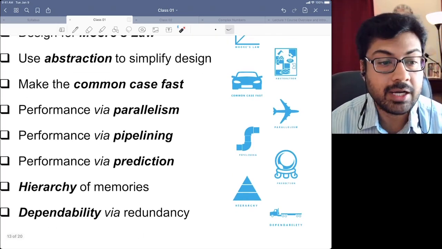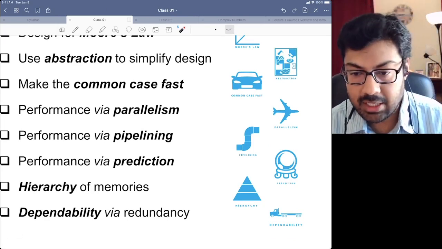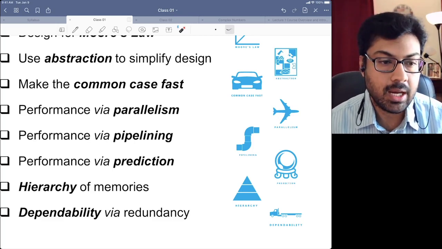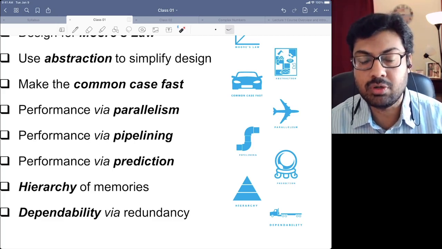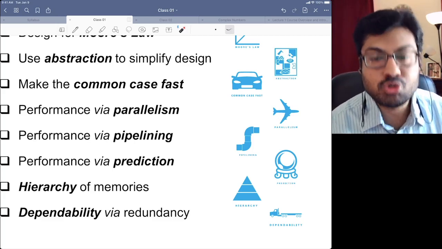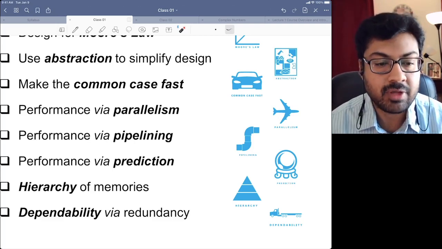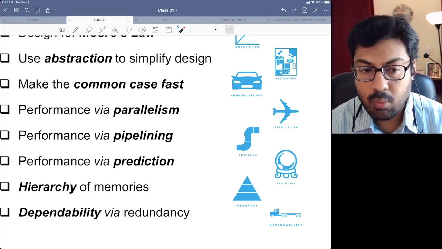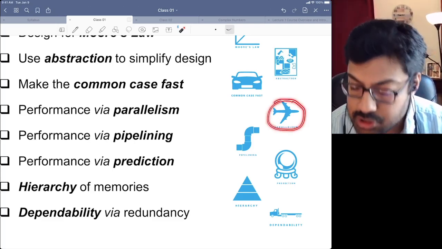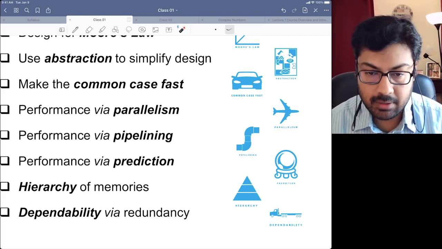Next three are related with performance. Performance meaning number of instructions that can be executed in a given amount of time. Or it could mean energy efficiency, however you define performance. Or it could mean lowest execution time for the CPU. You can get to high performance using three things. One is parallelism. We have multiple jet engines on an airplane for that. So doing things in parallel.